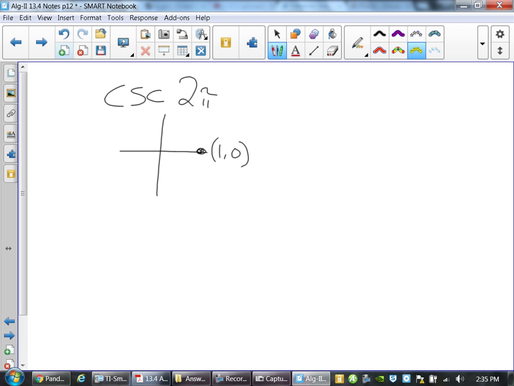What's the sine of 2 pi? What's the reciprocal of 0?